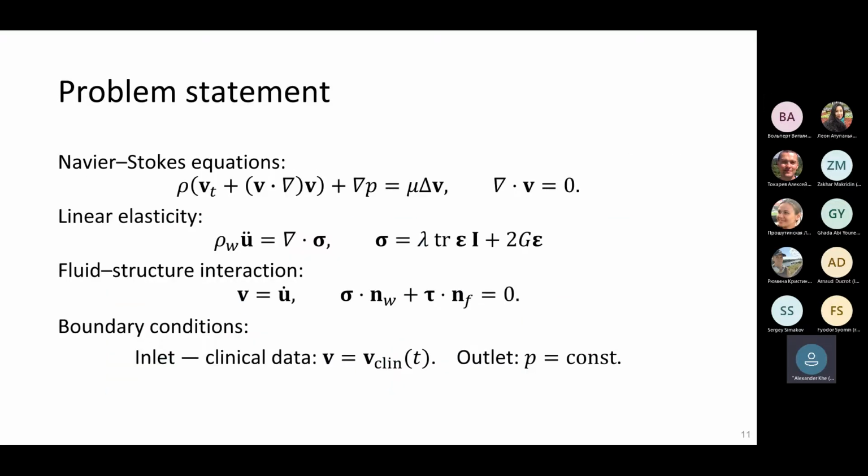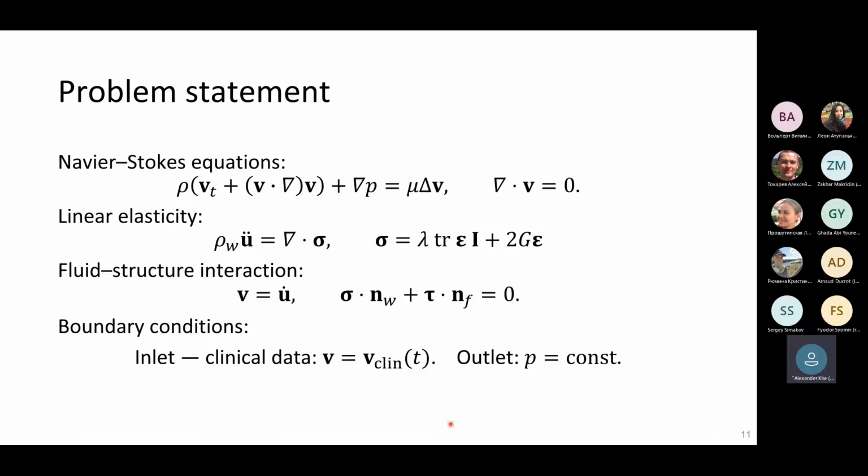Okay, so we will describe our flow using the Navier-Stokes equations. For the membrane, or elastic shell, we will use basic linear elasticity, and these two equations will be coupled through the boundary conditions on the fluid-structure interface, which are the equality of velocities and forces on the interface.